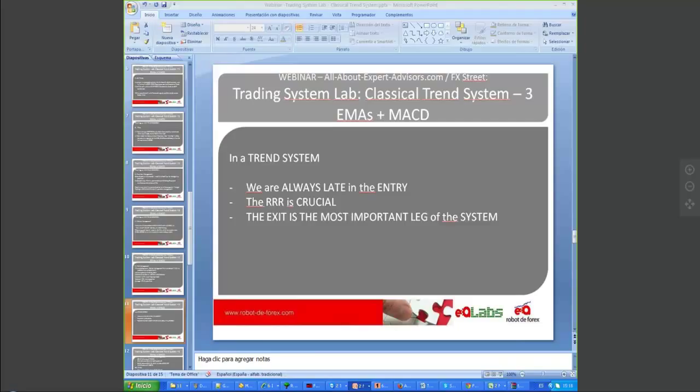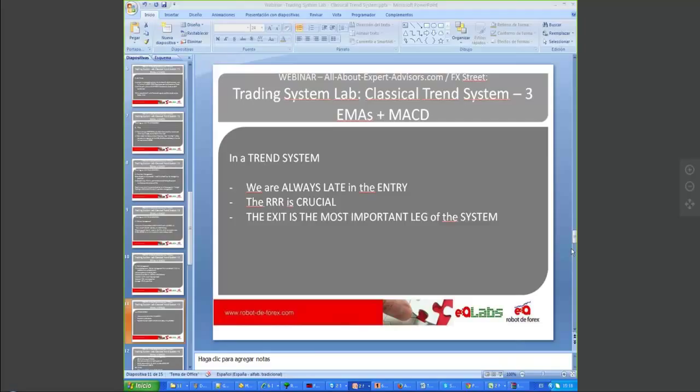So the entry is not so important. It doesn't matter where you enter the trade in a trend system so much. What matters really is the exit. And this has to do with your risk-reward ratio. We're going to see it now. So the risk-reward ratio in a trend system is very, very crucial. A trend system that looks good can be very bad, depending on the risk-reward ratio. And a system that looks bad sometimes can be very, very good in trending.